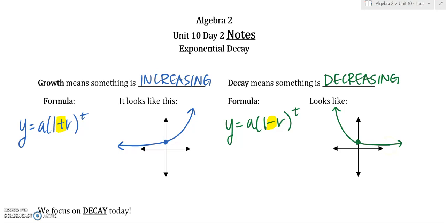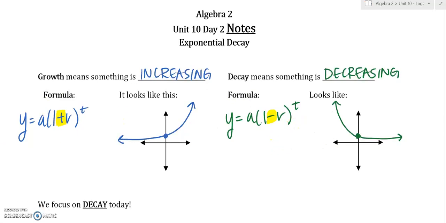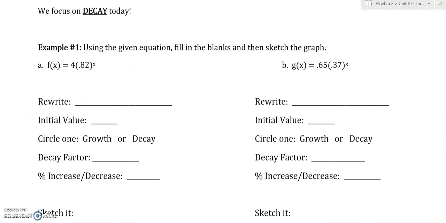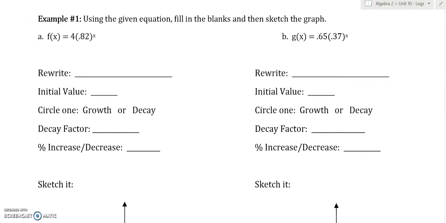Okay. So the pieces in these formulas, the A, initial value, that's all the same. R is the rate, t is the time. All of that is the same. One's a plus, one's a minus. So just pay close attention. That's this really small detail. So we're going to focus on decay examples today.